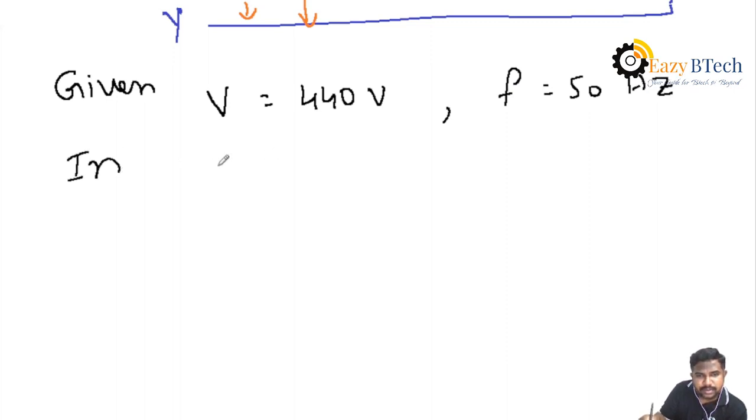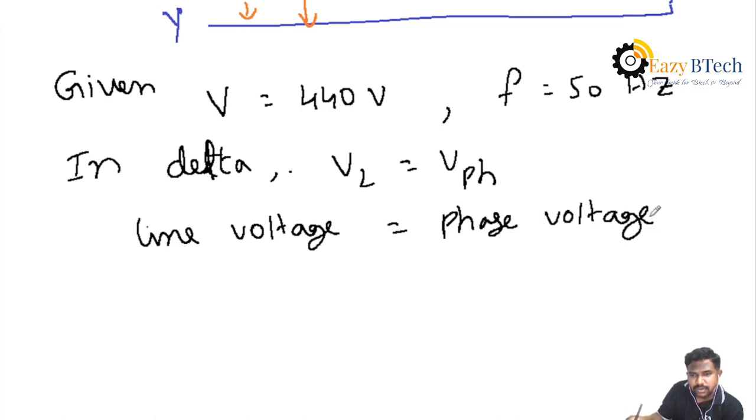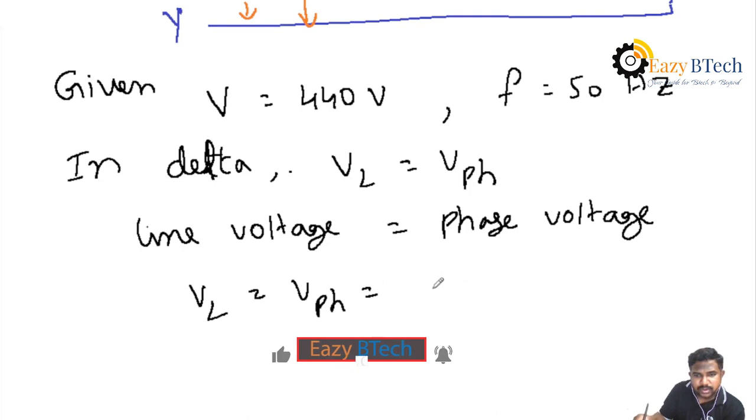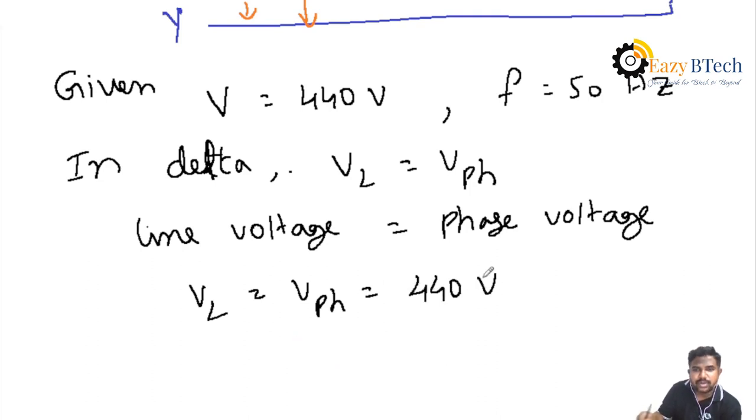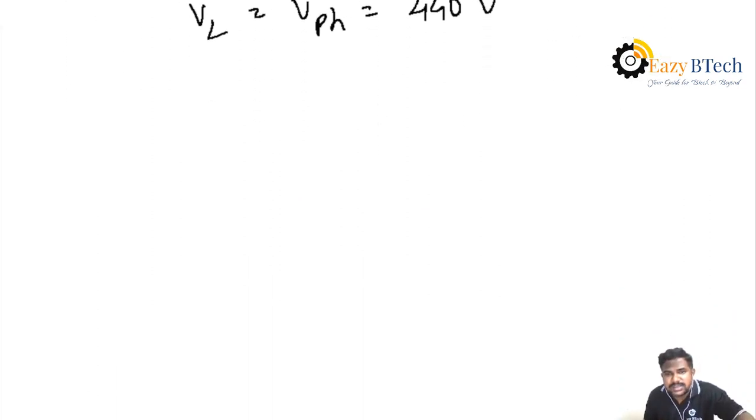In the delta system, the line voltage is equal to the phase voltage. That's why VL equals VPH equals 440 volts. In the given delta supply system, the given voltage is both the line voltage as well as the phase voltage.